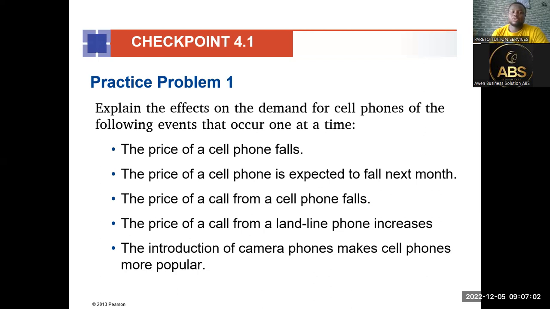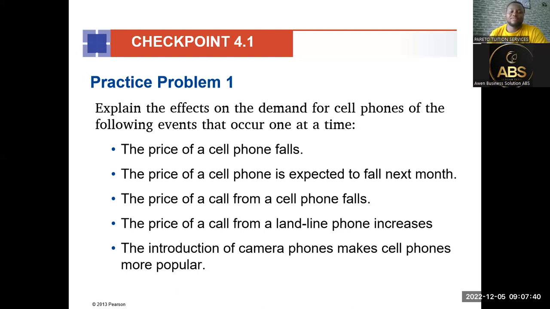Is that okay? From the last time we met, we saw that we only have a change in quantity demanded whenever there's a change in the price of a commodity. Whenever there's a change in any of the other factors affecting demand, that affects the demand of the commodity in question, not the quantity demanded. So for the price of a cell phone falling, we should expect an increase in the quantity demanded of cell phones.